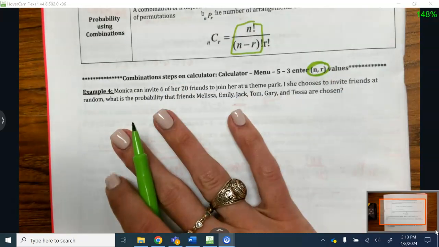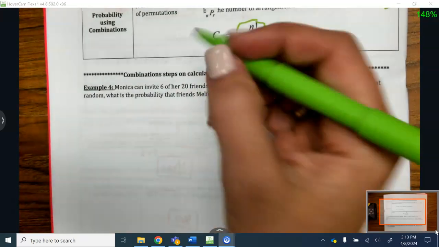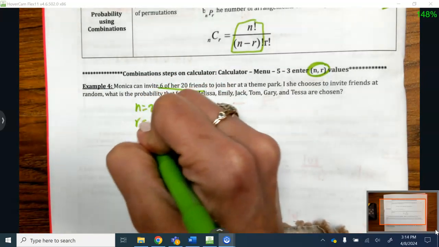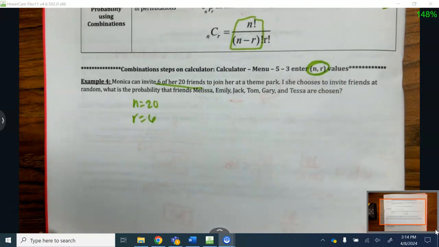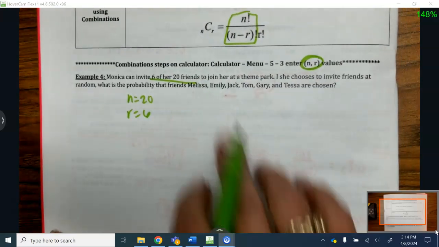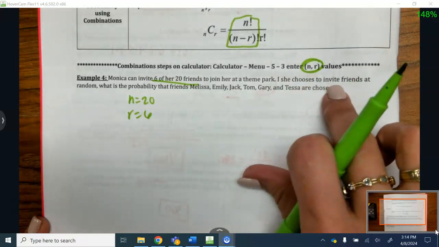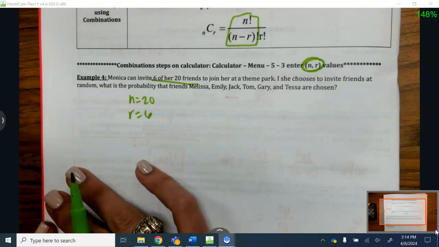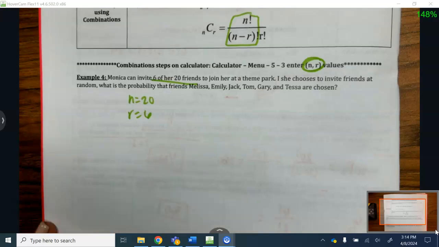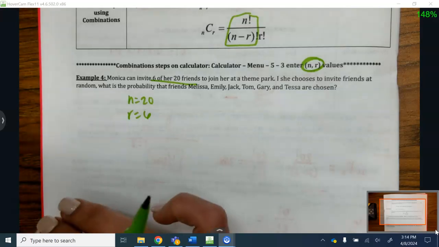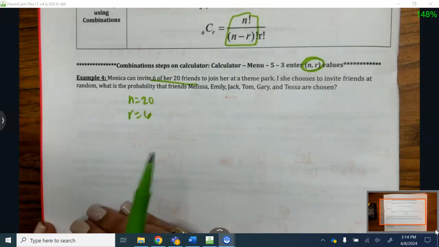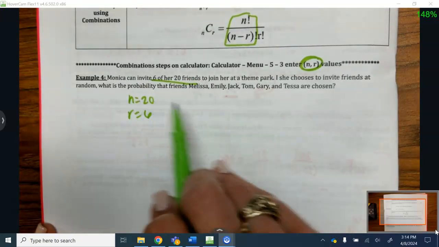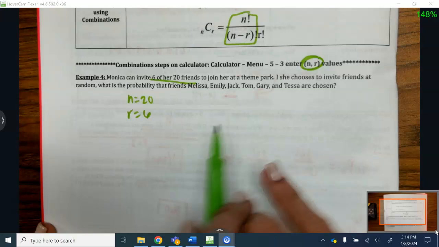Monica can invite 6 of her 20 friends. There we go. N is 20, r is 6. But let's read the rest so we figure out, is it a combination? To join her at a theme park. If she chooses to invite friends at random, what is the probability that friends Melissa, Emily, Jack, Tom, Gary, and Tessa are chosen? Okay, so I know it's like, oh, she's talking about specific friends. But that's fine. We're answering that piece of it with the probability of them coming.